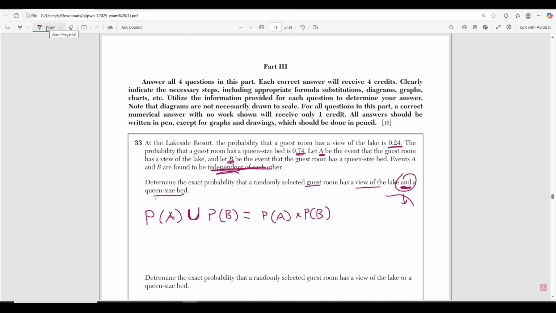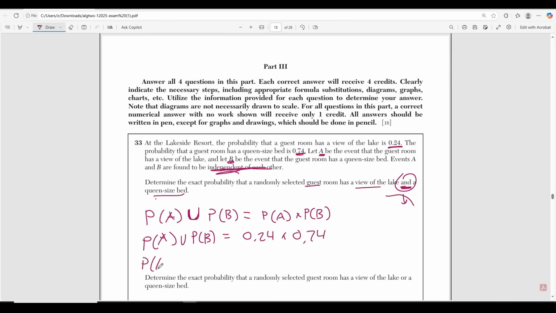The only way that you can make a fraction smaller is by multiplying it with another fraction, because probability is always a fraction. Anyways, the probability of A and B, both of these events happening, is equal to 0.24 times 0.74.